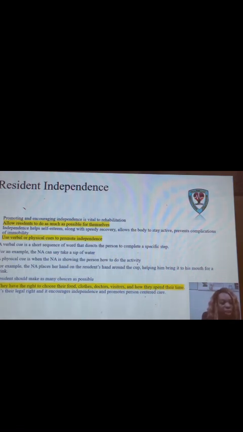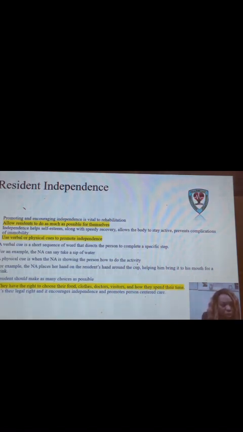As a nursing assistant, residents should be allowed to make as many choices as possible to maintain their independence. Our residents have the right to choose their food, their clothing, their doctors, their visitors, and how much time they spend in each one of those situations.